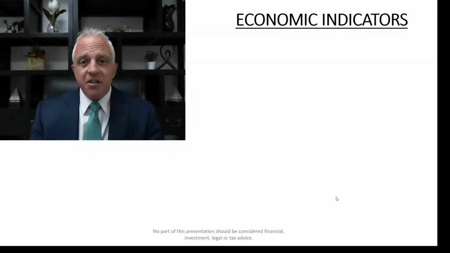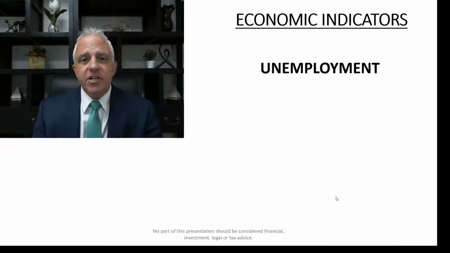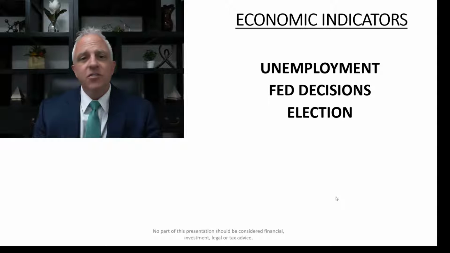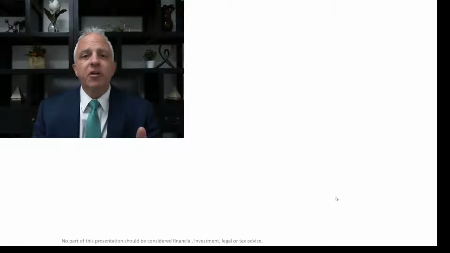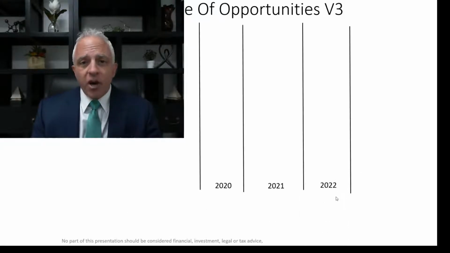Roller coaster. So let's get into today's show, and we got a lot of things to cover today. We got unemployment, we got Fed decisions. The biggest issue is the election, housing, inflation, stock market indexes, and we're going to cover a little bit in reverse mortgages too.